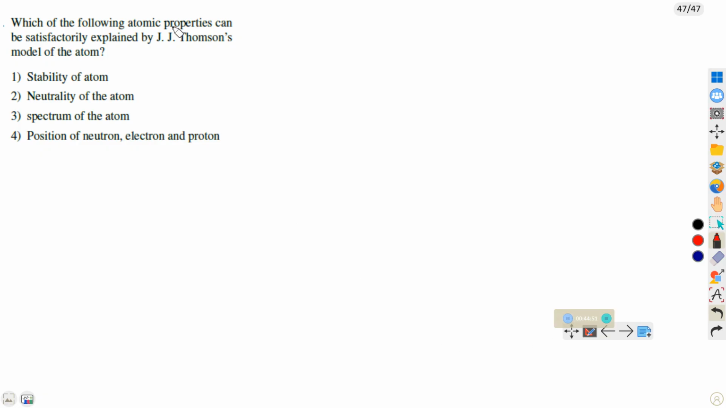Which of the following atomic properties can be satisfactorily explained by J.J. Thomson model of the atom? Neutrality of the atom.